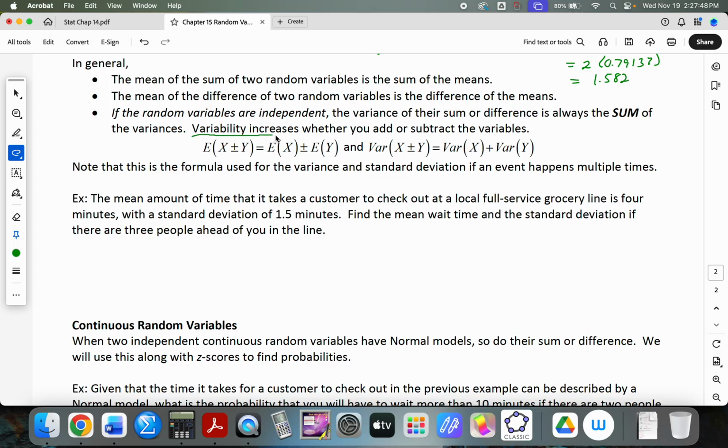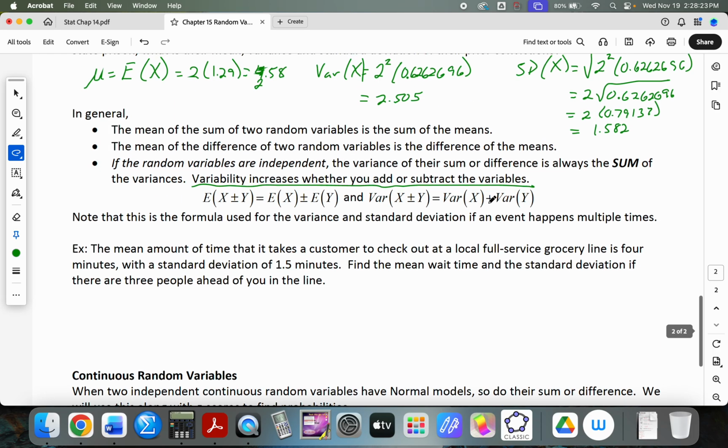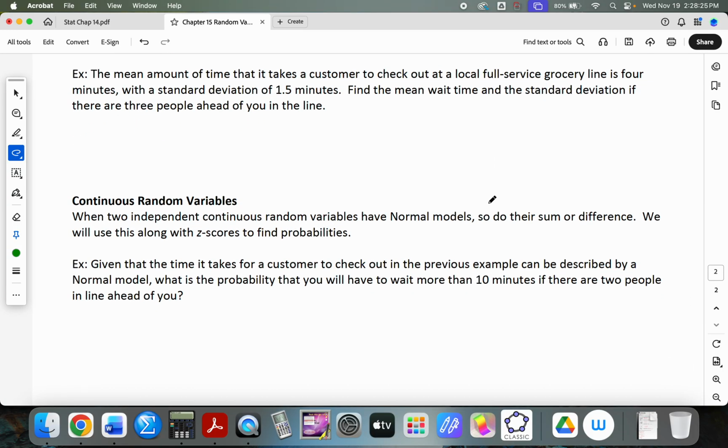Here's what helped me. Variability increases whether you add or subtract the variables. So your variability is always increasing the more variables you add. That makes sense, I think. Yeah, more different things can happen now. Note this is the formula used for variance and standard deviation if an event happens multiple times. So if an event happens multiple times, we'll add the variances together however many times. Okay? All right, so let's take a look at this one.